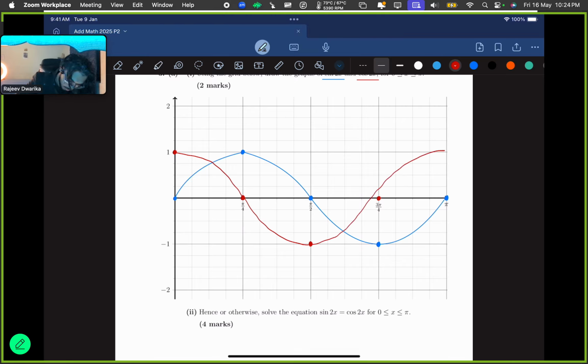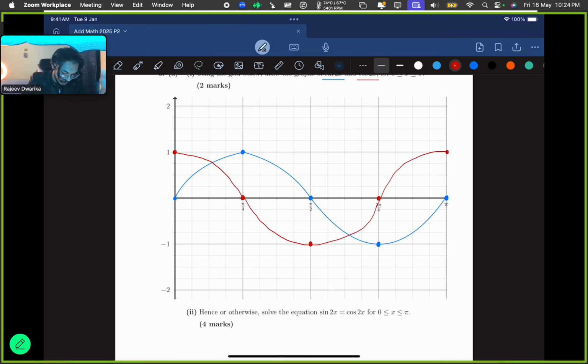I erased that thing so many times. I might start ripping the paper if I keep erasing. Alright, so let me know if you understand what that is going to look like. Yes, sir. Okay.